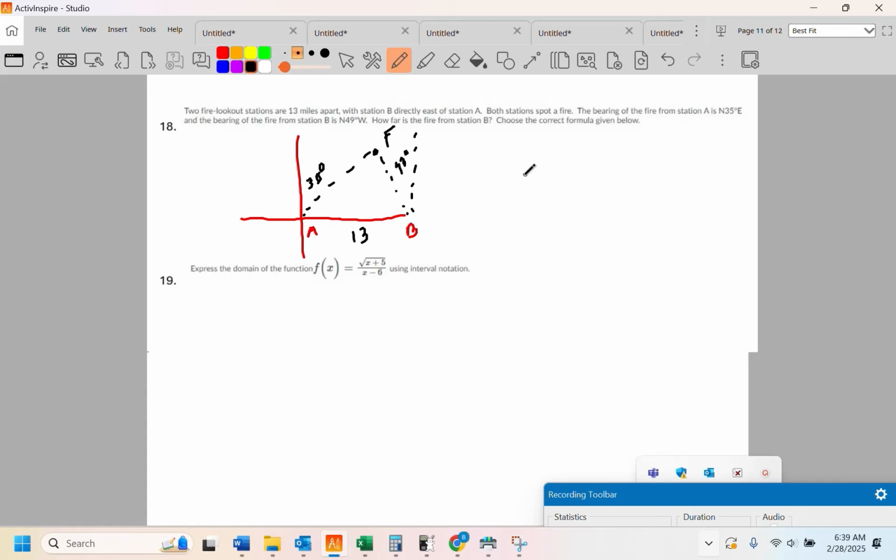This is one thing about bearings. For bearings, we always form the angle with the north-south axis. That's how we do it. It's just the way it's done. All right? Sorry.